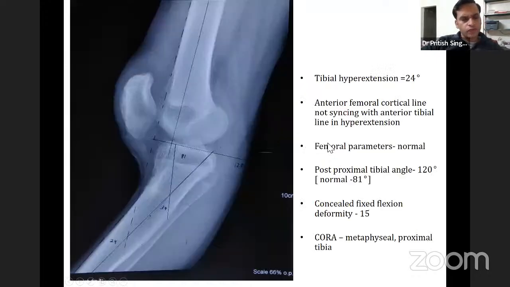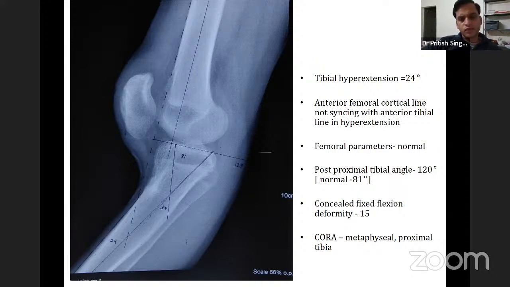We saw the hyperextension x-ray of this patient. The tibial hyperextension was 24 degrees. The anterior femoral cortical line was not in line with the anterior cortical line of the tibia. Usually they are in line with each other, while in this case there was hyperextension, so they weren't in line. The posterior proximal tibial angle on this x-ray was finally estimated to be 120 degrees as against normal. And it revealed that there is some concealed fixed flexion deformity of around 15 degrees.